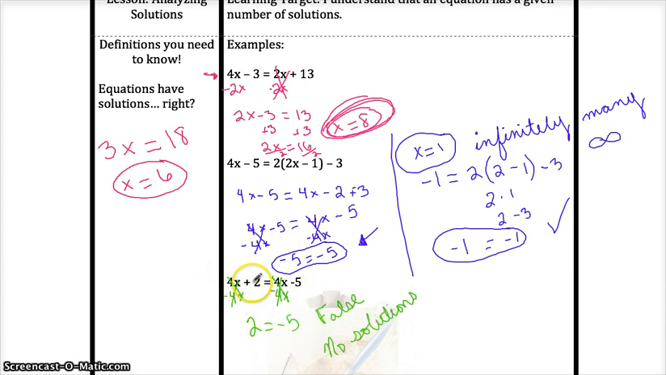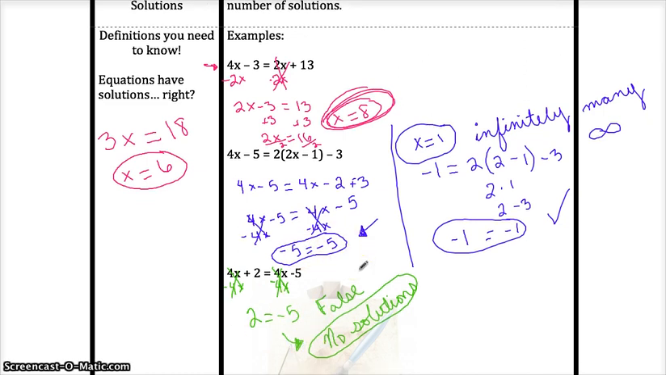You can try it if you want. Plug in even 0. 4 times 0 is 0, plus 2 is 2, and 4 times 0 is 0, minus 5 is negative 5. Does 2 equal negative 5? Nope, it doesn't. So there are no solutions when you get an expression like this that does not equal each other.